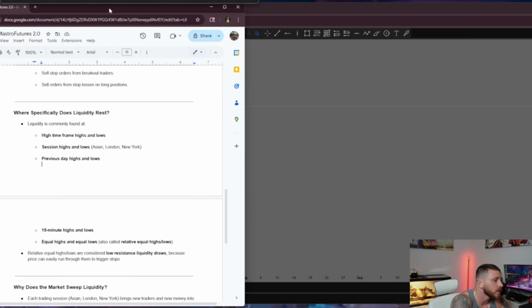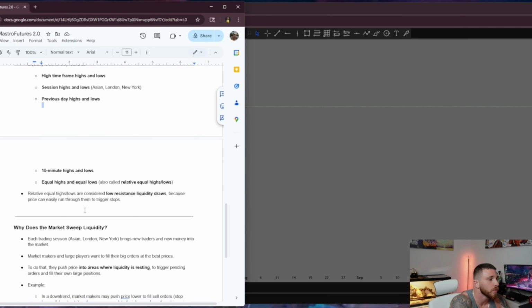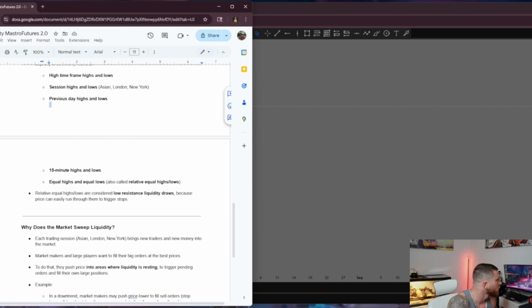Let's go over what relative equal highs are. So we have these notes over here. You guys can see those, right? Okay. So look, we also have something called relative equal highs and lows, and they're considered low resistance draws in liquidity because price can easily run through them to trigger stops.